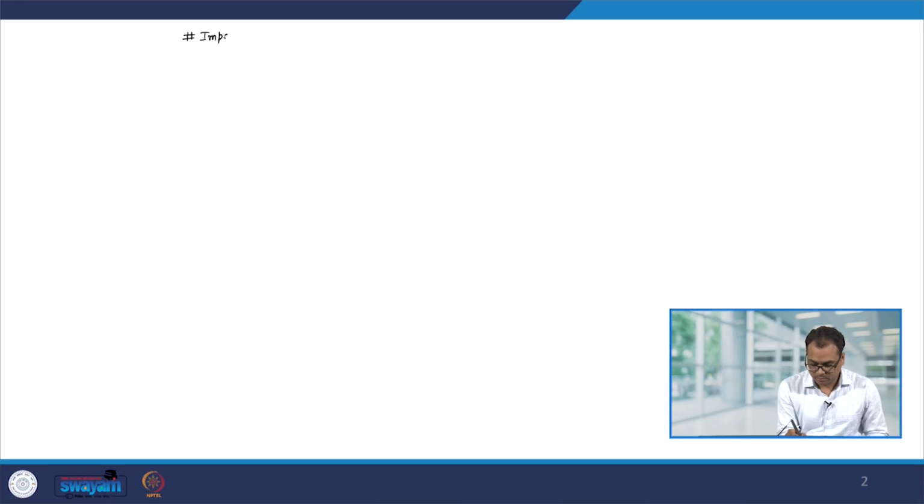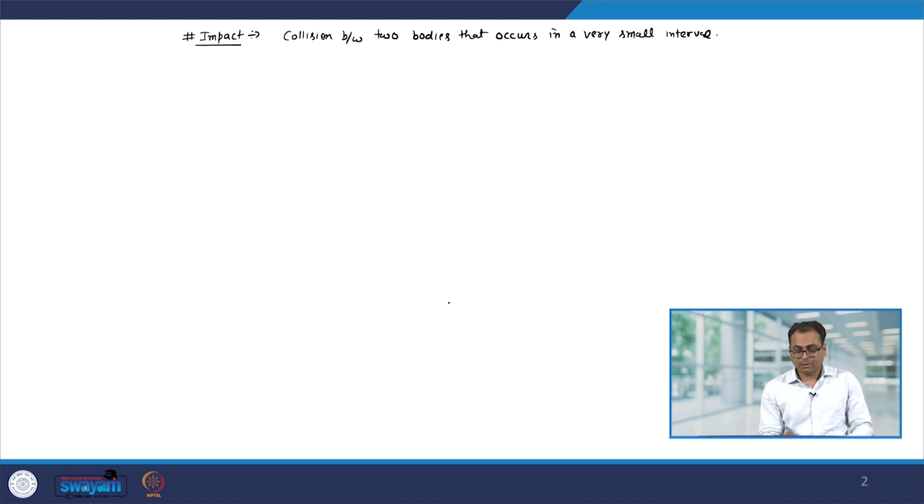Today we are going to study impact, particularly the direct central impact. So let me define what is impact. Impact is basically the collision between two bodies that occurs in a very small interval. Okay. And to study the impact, we have to define what is the line of impact.